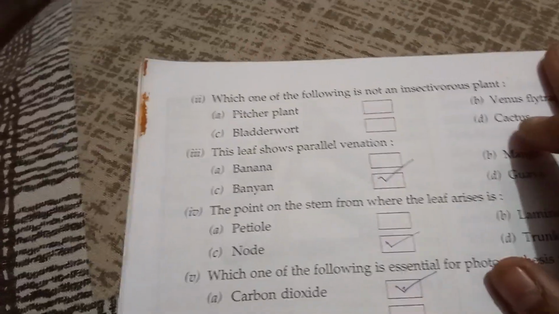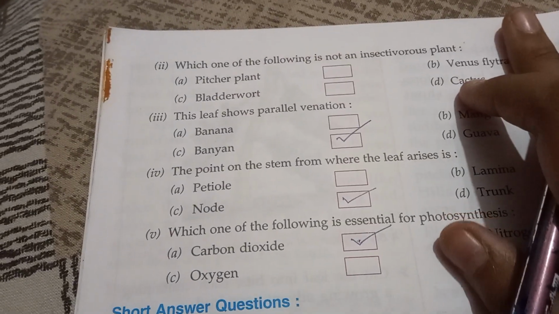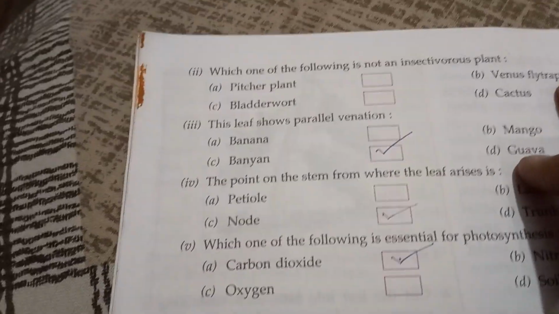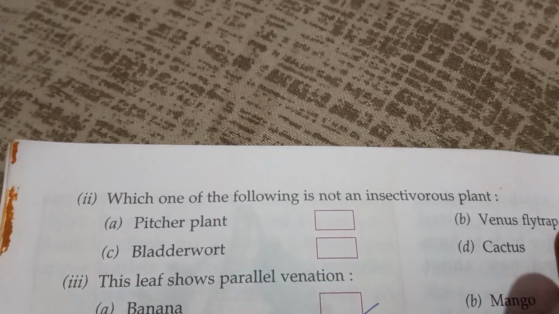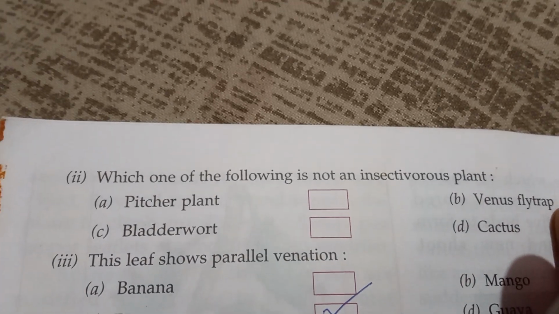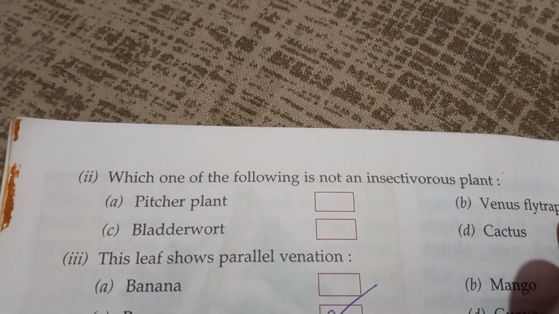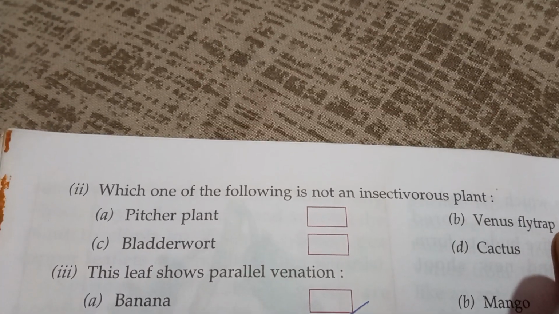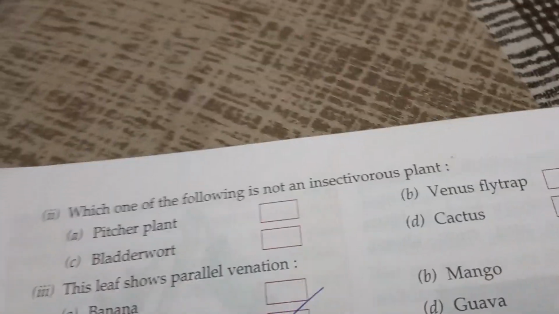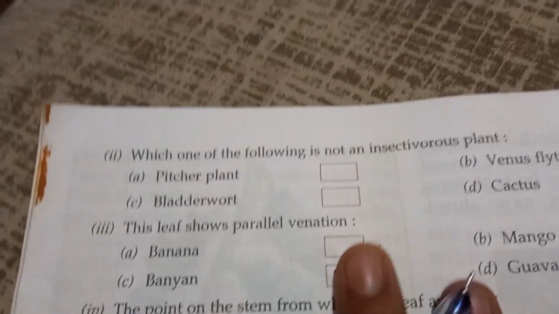Let's look at this question. Which of these is not an insectivorous plant? This is quite easy. So let's check. 1, 2, 3, 4, 5, 6, 7, 8, 9, and 10. That's cactus.